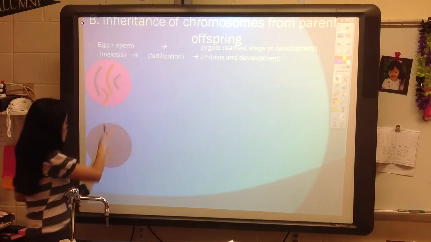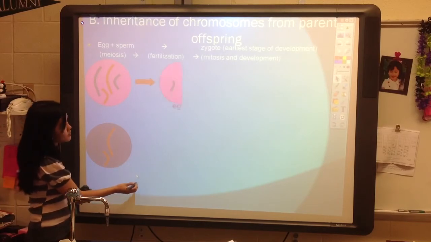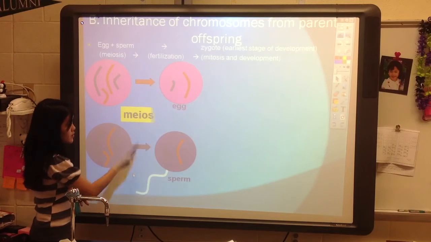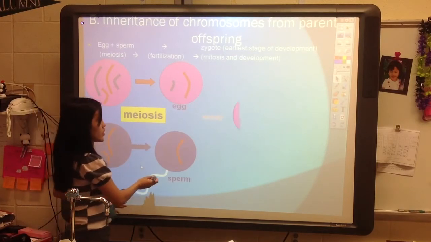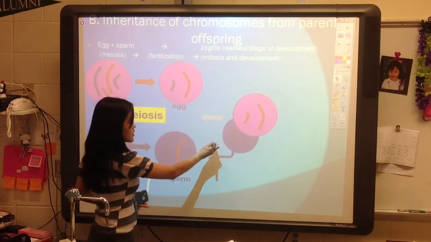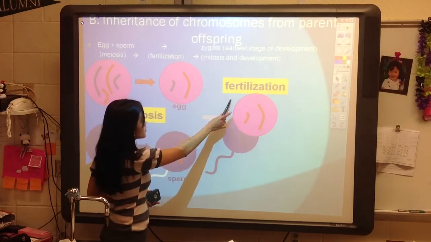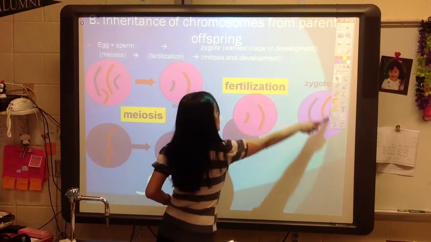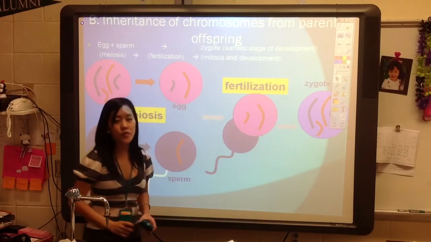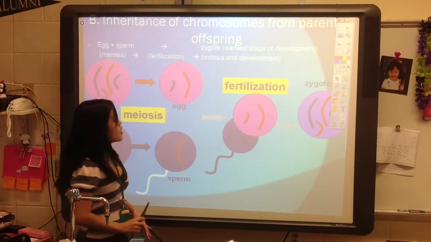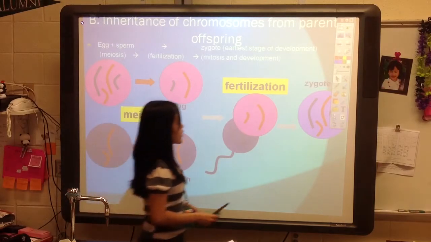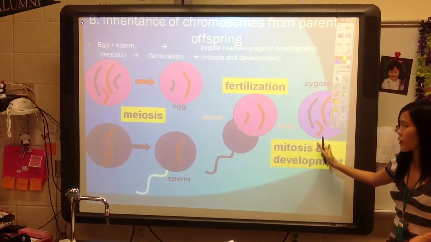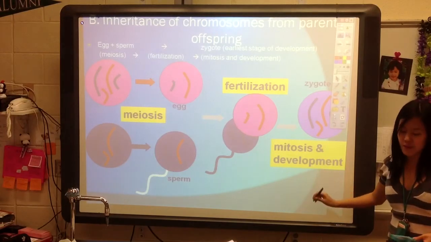And then you have fertilization when they join together. So here's egg, here's sperm, being made through meiosis. And then when they join together, that's going to be called fertilization. And eventually, that zygote, that one single cell, will go through mitosis to form your offspring at the very end. So it goes through mitosis and development.